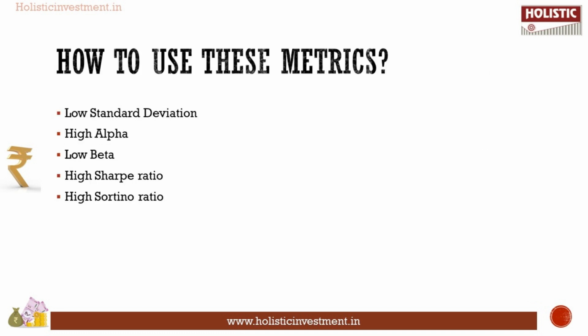Next, how to utilize these metrics. Now, let us apply these metrics practically. Begin by identifying the investment categories you are considering. Then, narrow down the selection to specific funds within each category, such as large cap or mid cap. Within the selected funds, examine those with the following characteristics, comparing them against each other and selecting the most suitable: low standard deviation, high alpha, low beta, high Sharpe ratio, and high Sortino ratio. It is as straightforward as that.